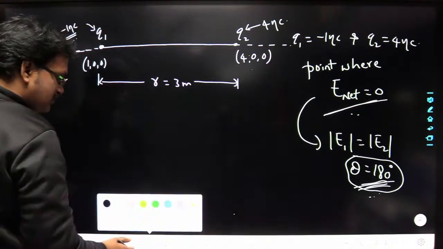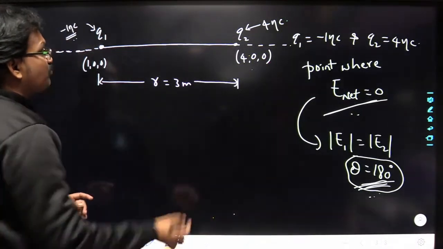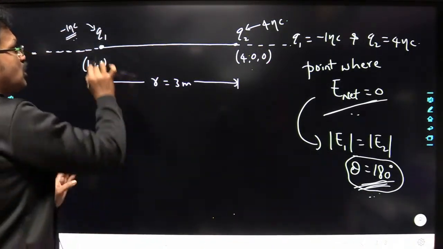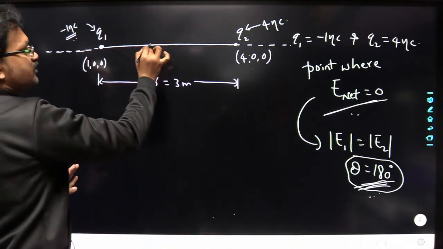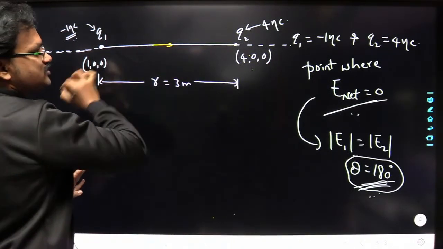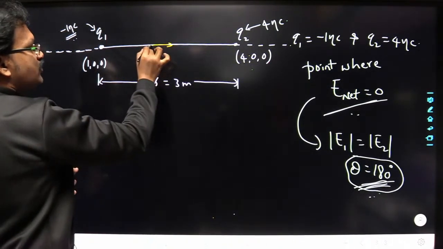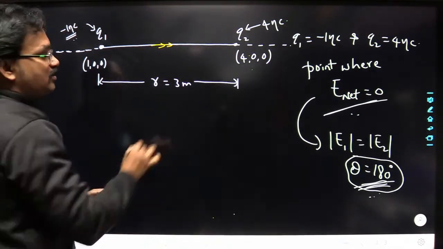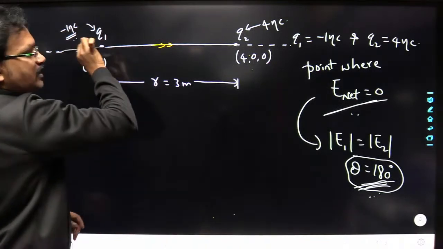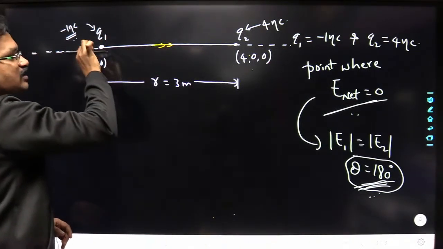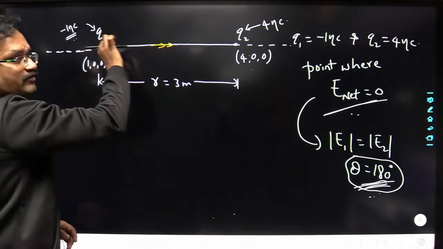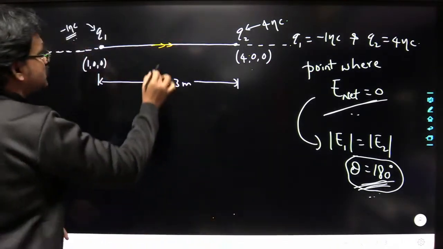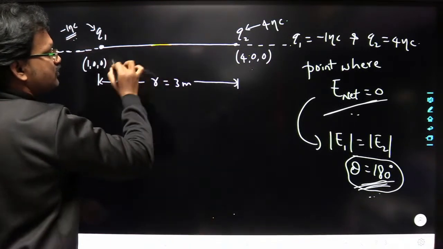Okay, so now first let us consider some point between Q1 and Q2. Due to Q1, at this point the electric field is going to point in this direction. Due to Q2, the electric field is going to point in the same direction. Right? See, the electric field is always going to point away from positive charge. Sorry, here it is not positive charge. Wait here, sorry.